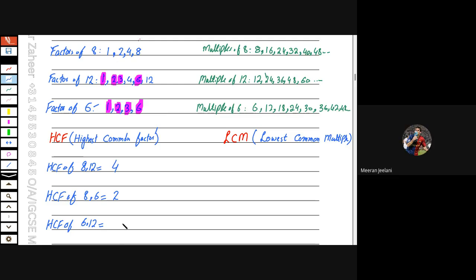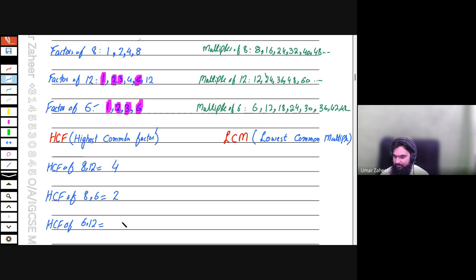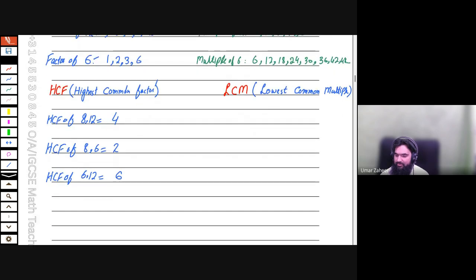Oh, sir, 6. That would be because for the highest common factor between both of them, 1 is a common factor, 2 is also a common factor, 3 is also a common factor, 6 is a common factor. But in all of them, the highest one is 6. In the same way, for example, if we are talking about the HCF of these three numbers, 8, 12, and 6.